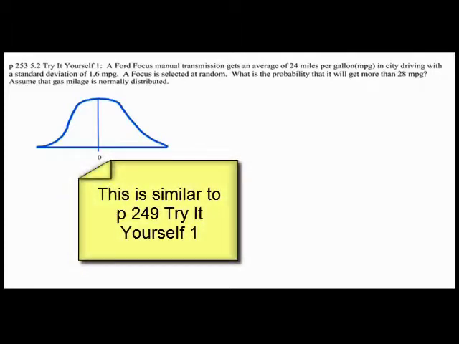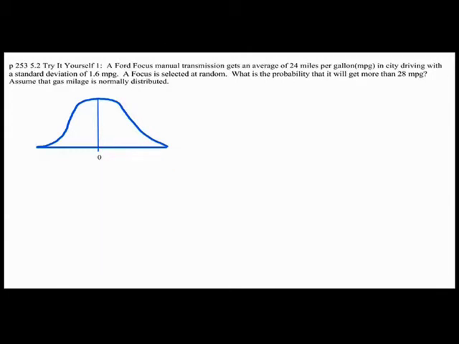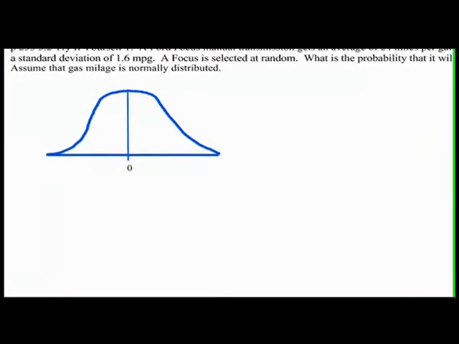Page 253, Section 5.2, Try It Yourself, Number 1. A Ford Focus manual transmission gets an average of 24 miles per gallon in city driving with a standard deviation of 1.6 miles per gallon. A Focus is selected at random. What is the probability that it will get more than 28 miles per gallon, assuming gas mileage is normally distributed?